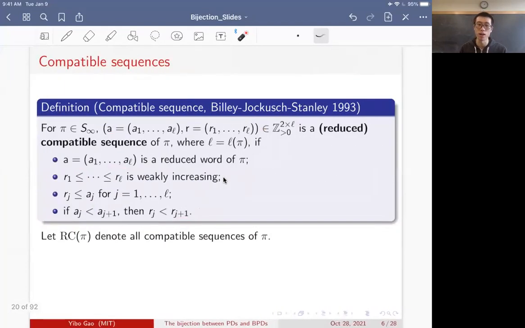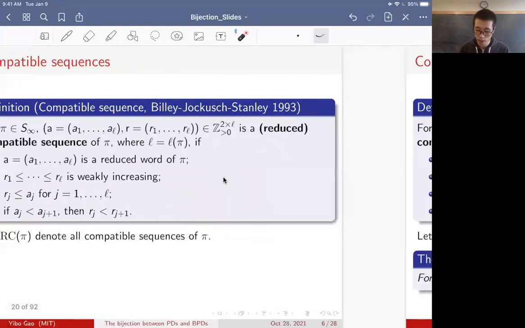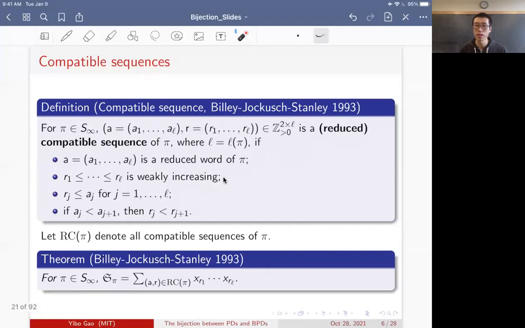If we let RC of pi denote all the compatible sequences of pi, then the theorem says that for a permutation, its Schubert polynomial is the sum of weights of all the compatible sequences of pi. The weight of a compatible sequence is the product of the x_R's. So only the R's will count towards the weight. Okay, so let's do an example.